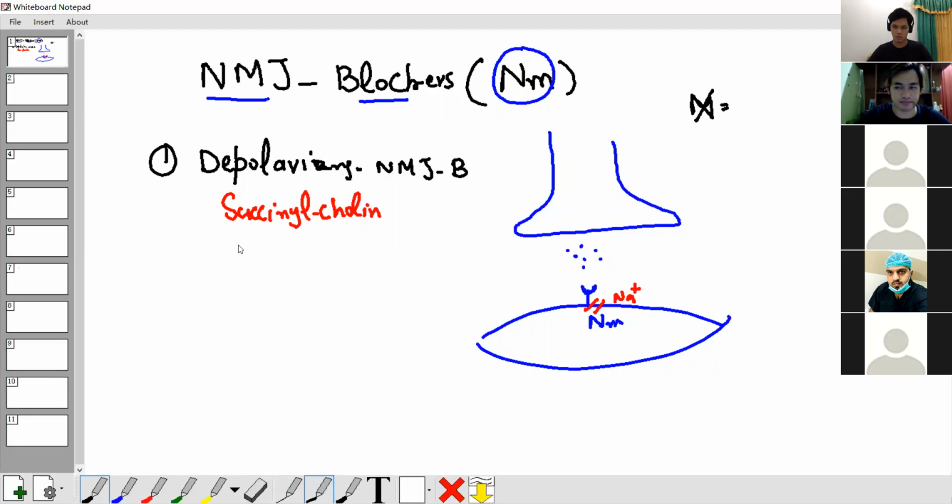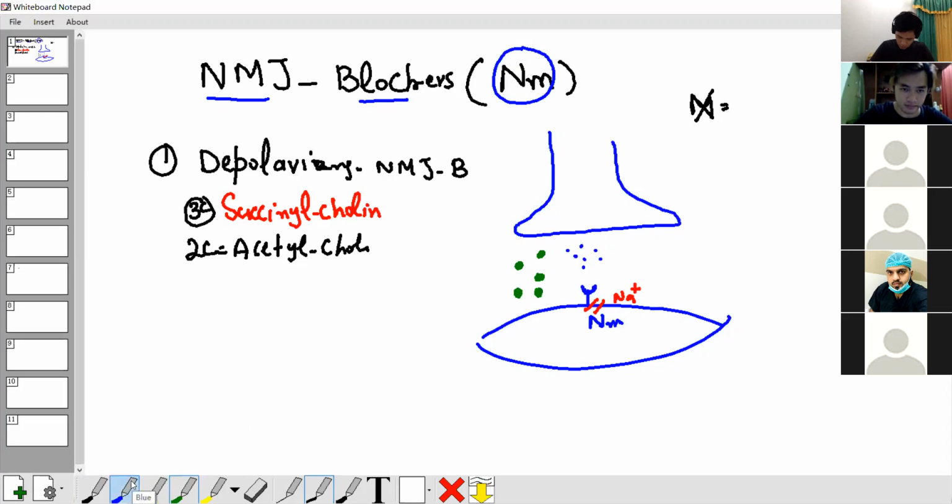It's very similar to acetylcholine. Acetyl has two carbons, succinyl has three or four carbons. So nearly the same thing. Succinylcholine has a similar chemical structure to acetylcholine. Now, if you give succinylcholine to a patient, this one, green in color, is succinylcholine. Here we have acetylcholine.